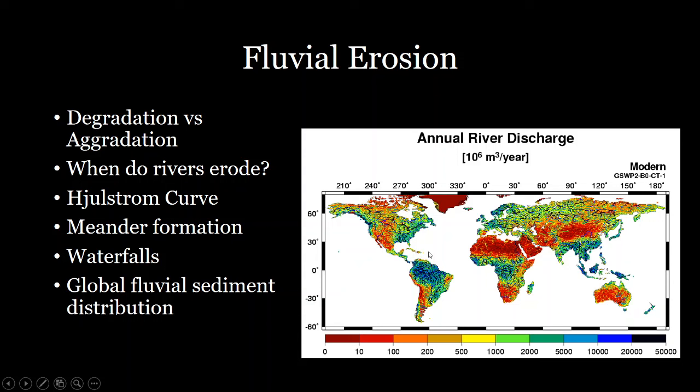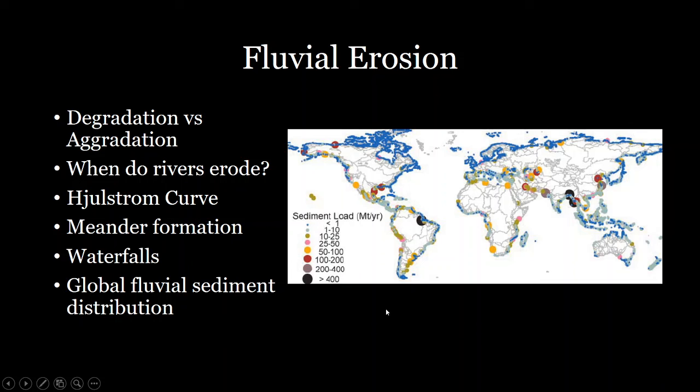We can see here the distribution of river discharge throughout the planet. Bluer areas have more river discharge, and this can give us an idea of how much sediment is being moved in these different areas due to fluvial erosion. And here's a map that shows all of the different river outlets into the ocean throughout the world. The sediment load in megatons per year is mapped, and you can see here that the largest rivers are in Southeast Asia and the Amazon, and can produce a lot of sediment.